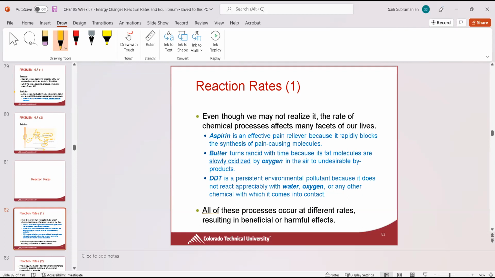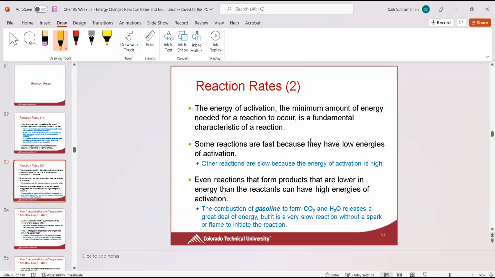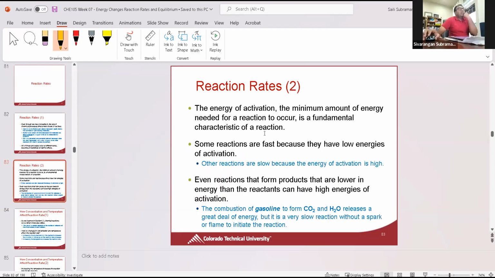Yep. Okay. So that's where the energy of activation, the minimum amount of energy, is a very fundamental characteristic of a reaction. And some reactions are fast because of low energies of activation. So let's look at another practical example.